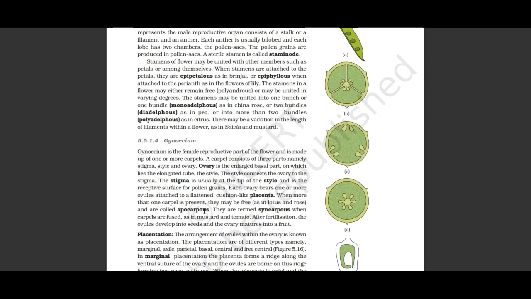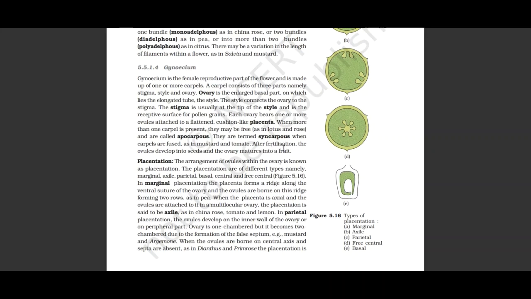When more than one carpel is present, they may be free, as in lotus and rose, and are called apocarpous. They are termed as syncarpous when carpels are fused, as in mustard and tomato. After fertilization, the ovules develop into seed and the ovary matures into fruit.